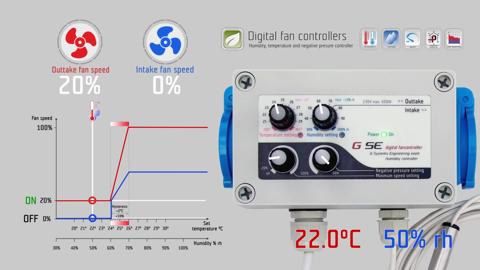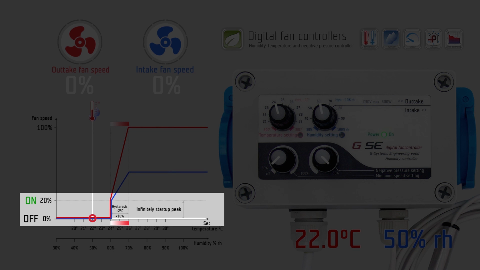If you set the minimum speed setting to off position, the fans will stop working when the measured temperature and humidity are below their set values. The minimum speed setting has a 20% infinitely start-up peak, to give enough power to the outtake fan to run on low speed.